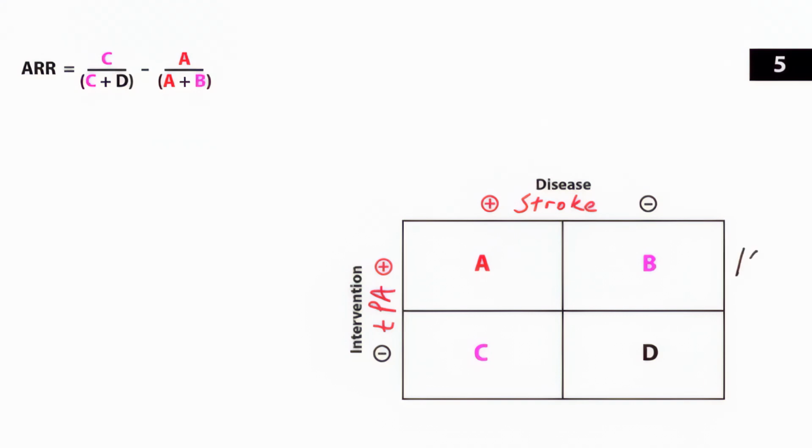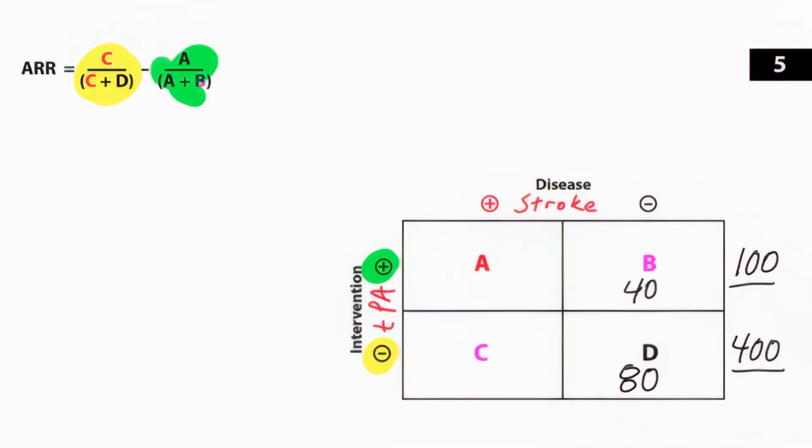There are 100 acute stroke patients given TPA, a clot-busting drug, and 40 of them have a complete or near complete recovery. Now, there are 400 acute stroke patients not given TPA, and 80 of them have complete or near complete recovery. First, you calculate your absolute risk reduction, which is the risk of poor outcome without the treatment minus the risk of poor outcome with the treatment.